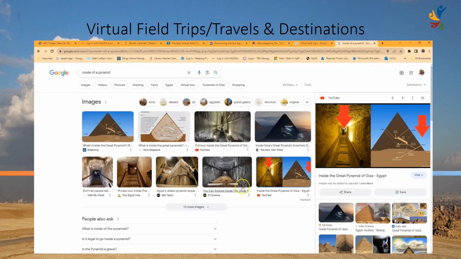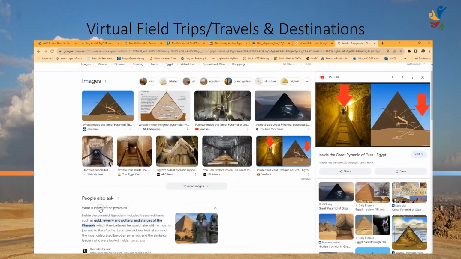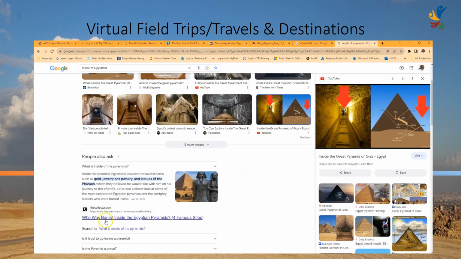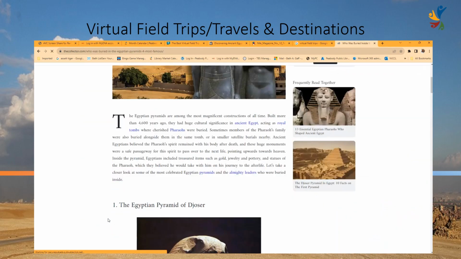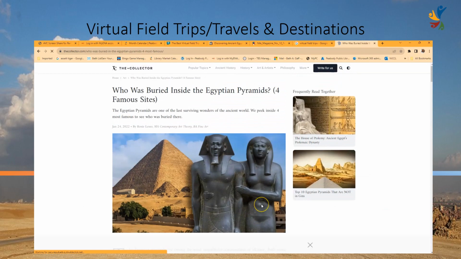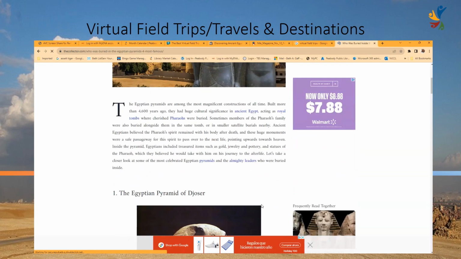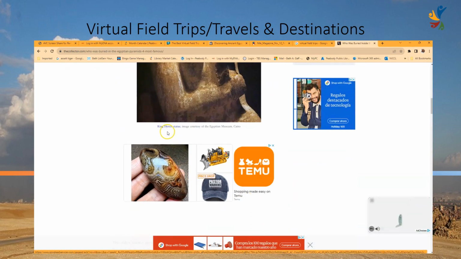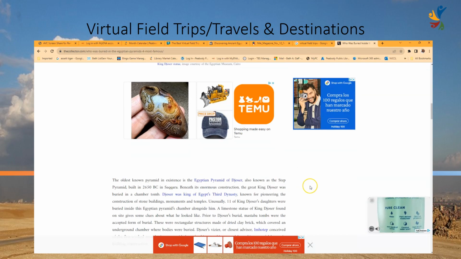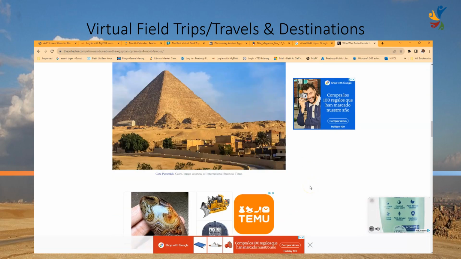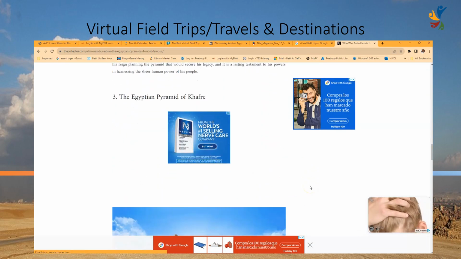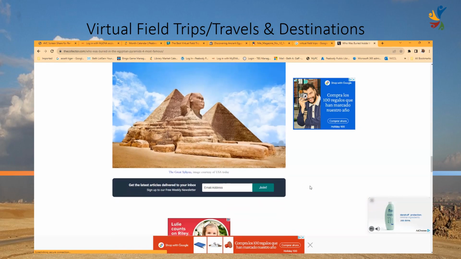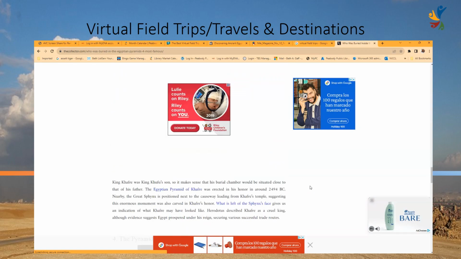Not what I was looking for. What's inside of a pyramid? Let's see if there is... 4 famous sites. There's the statue. There's the pyramid. The Great Sphinx.